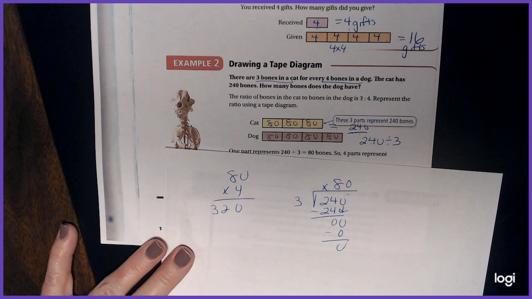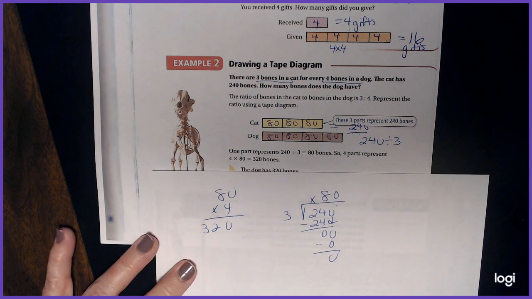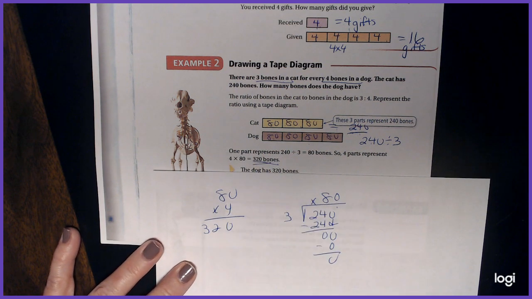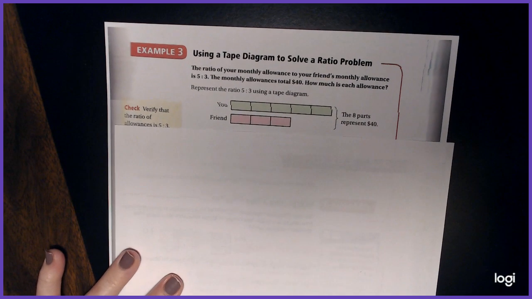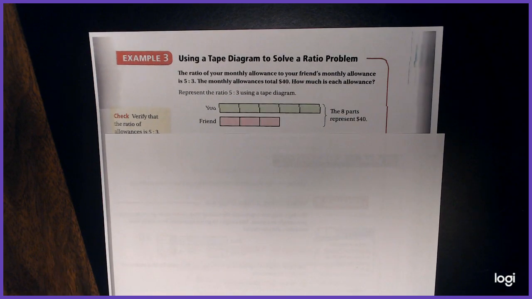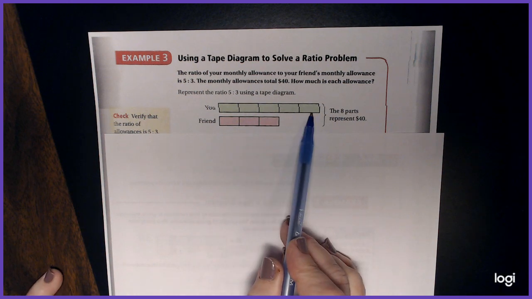So I found out that the dog has 320 bones. All right, so let's look at another example here. I apologize that my picture did not print out very well here for my tape diagram.